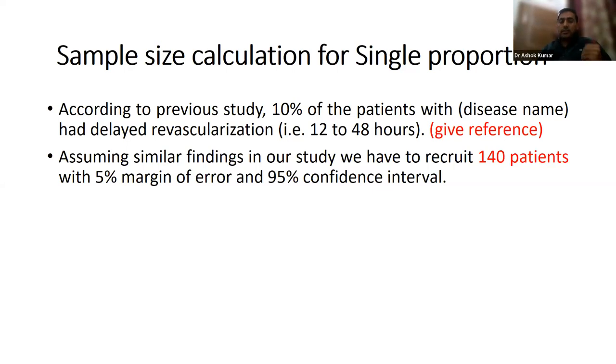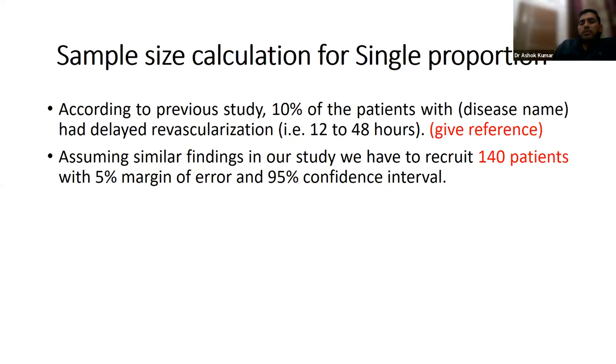So in our study, the percentage or prevalence of this delayed revascularization ranges from 0 to 20%. 0 means there is nothing. So please always take a margin of error half of that prevalence or percentage. So it is 10%, so you can take a margin of error up to 5%. You can take 4%, 2%, 3%, whatever. But please avoid taking more than half.